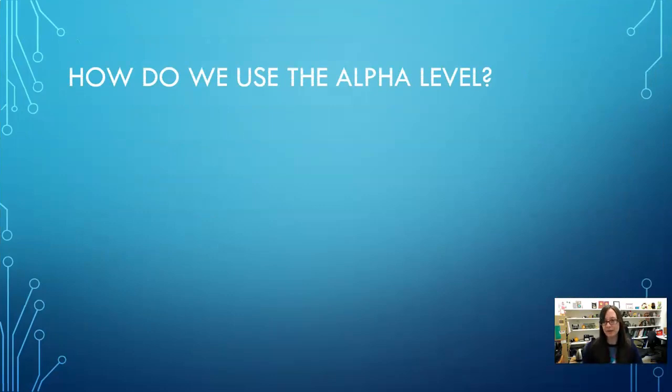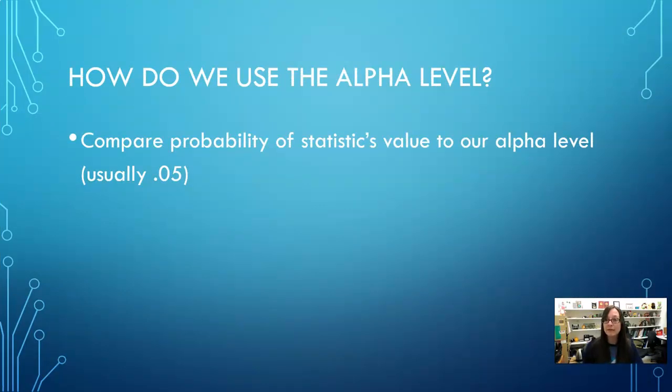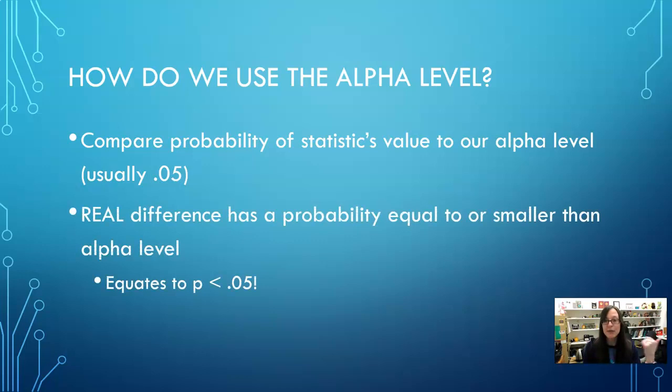So how do we use that alpha level? You compare the probability of the statistic's value to that alpha level. Again, typically it's 0.05. So if the likelihood of that value happening due to error is less than 5%, then we know we're good. Real differences have a probability equal to or smaller than the alpha level. And this is where it comes back to, as I've teased you with before, the p-values. When you say p is less than 0.05, that means the probability that this happened due to error is less than 5%.